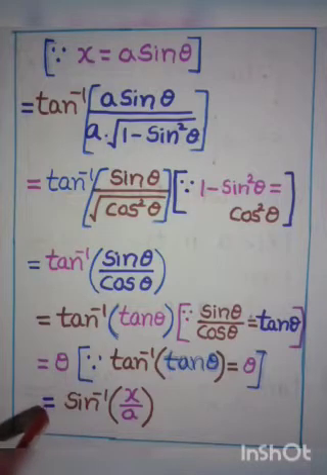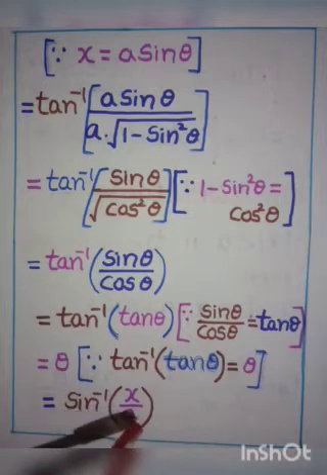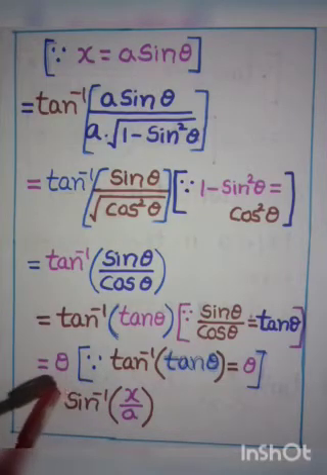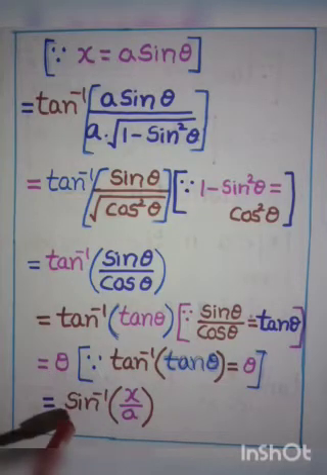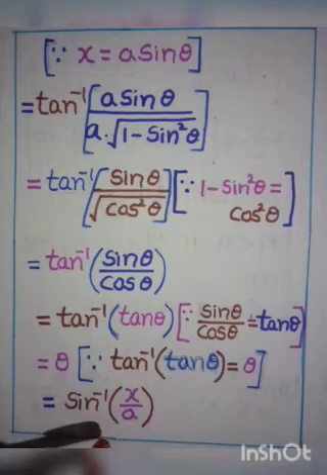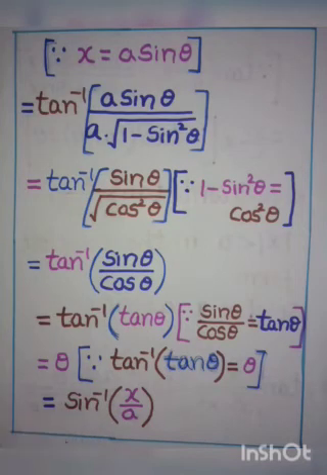Right. That is equal to sin inverse of x by a. In the first step of this question, we wrote here theta is equal to sin inverse of x by a. So, I wrote this one, sin inverse of x by a. This is the simplest form of the given inverse trigonometric function. Understood, my dear children? Right.